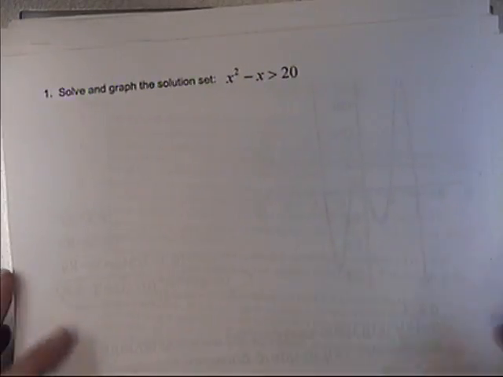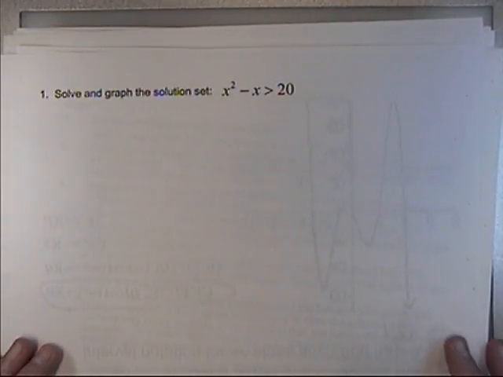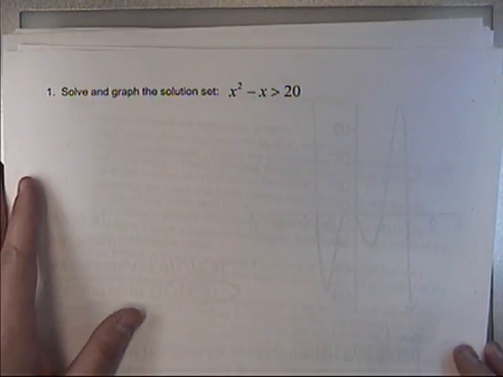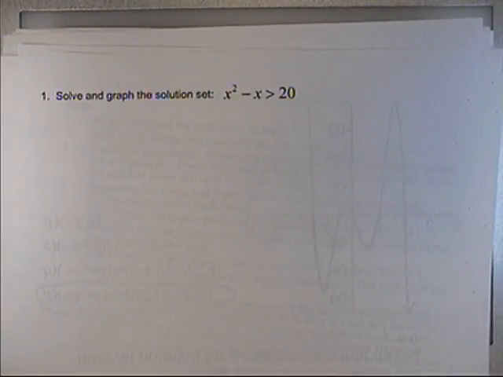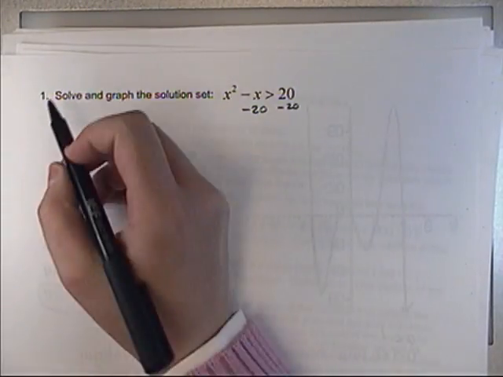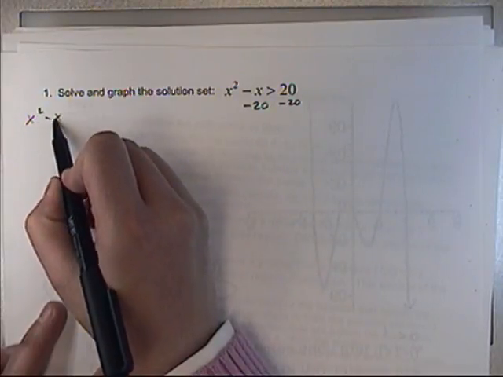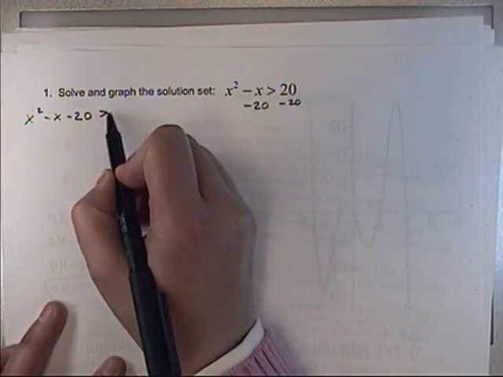So in our first example, you'll notice that this doesn't have a 0 on one side. You really need that first. So the first thing I'm going to do is move the -20 over to the left, and that gives me a better polynomial to work with. So I've got x squared minus x minus 20 is greater than 0.